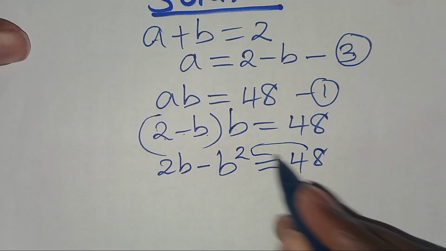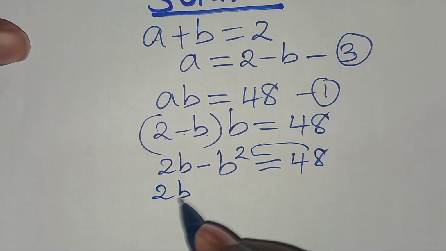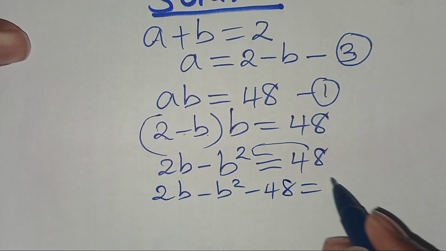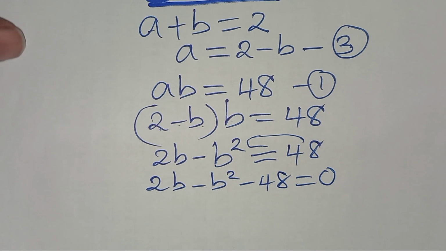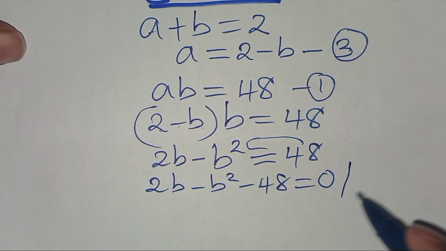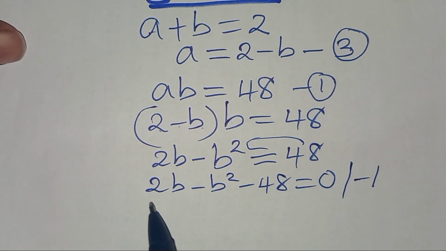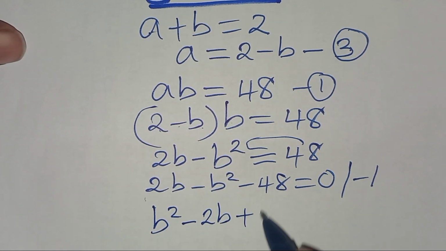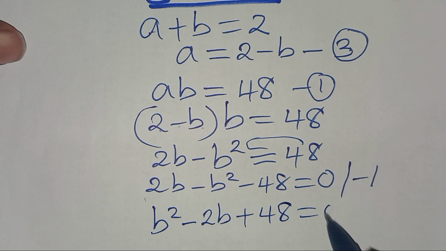Let's take 48 on the left-hand side. We'll have 2B subtract B squared, subtract 48. This is equal to 0. Now let's multiply here by negative 1, both sides, so that here we'll have B squared subtract 2B plus 48. This is equal to 0.